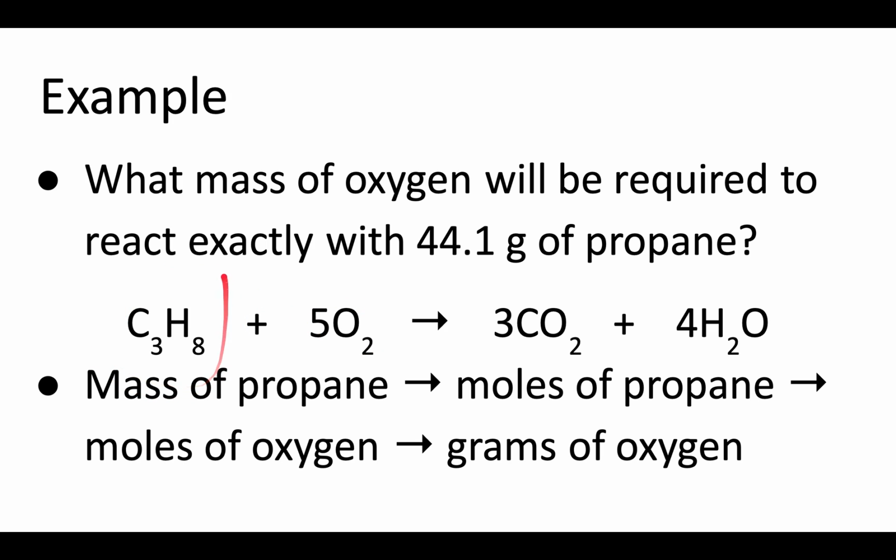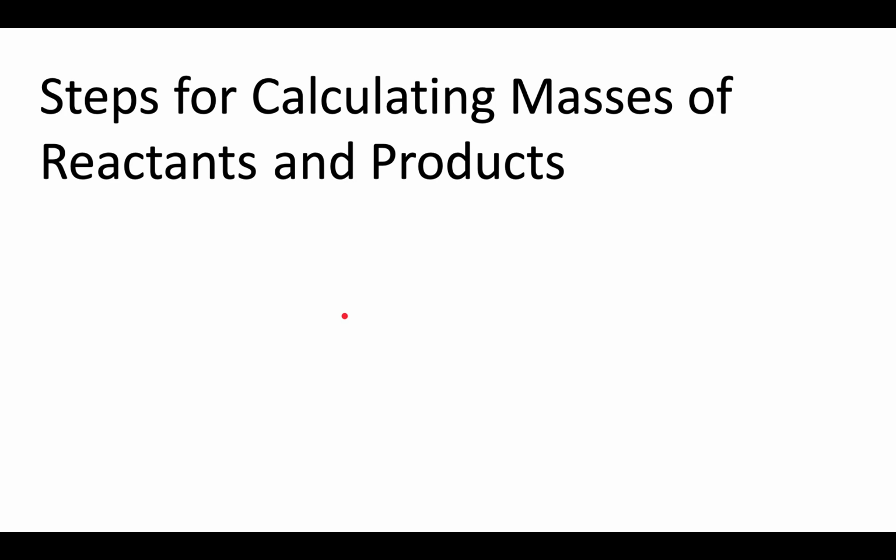So for 1 mole of propane, there are 5 moles of oxygen. Then we take the moles of oxygen and convert it back into grams. I can figure out the molar mass of oxygen and use that conversion: 1 mole of oxygen is equal to the molar mass of oxygen weighed out in grams. And so here are those steps.